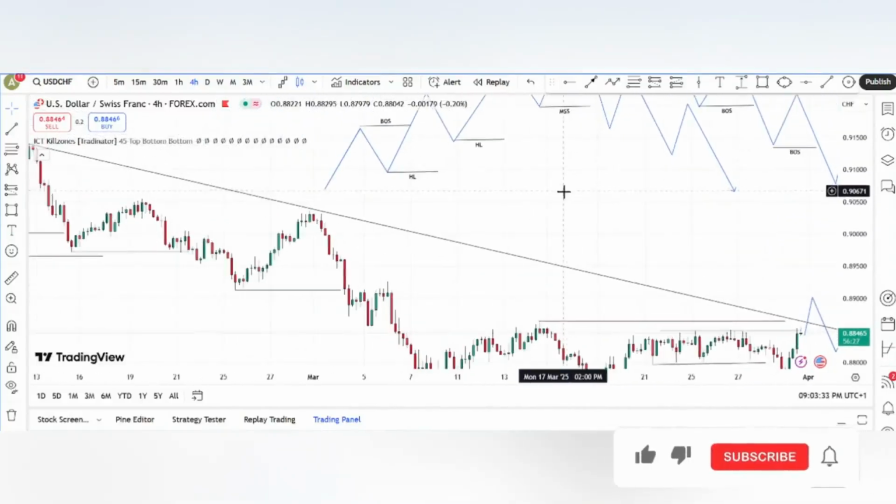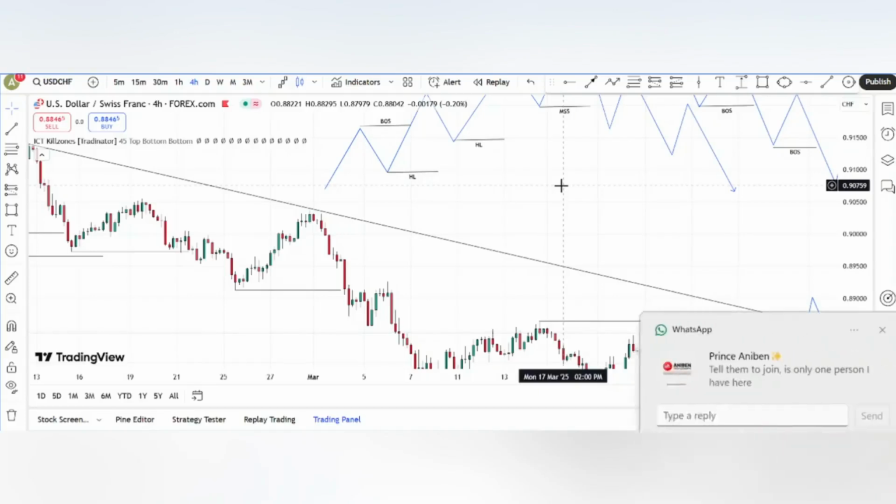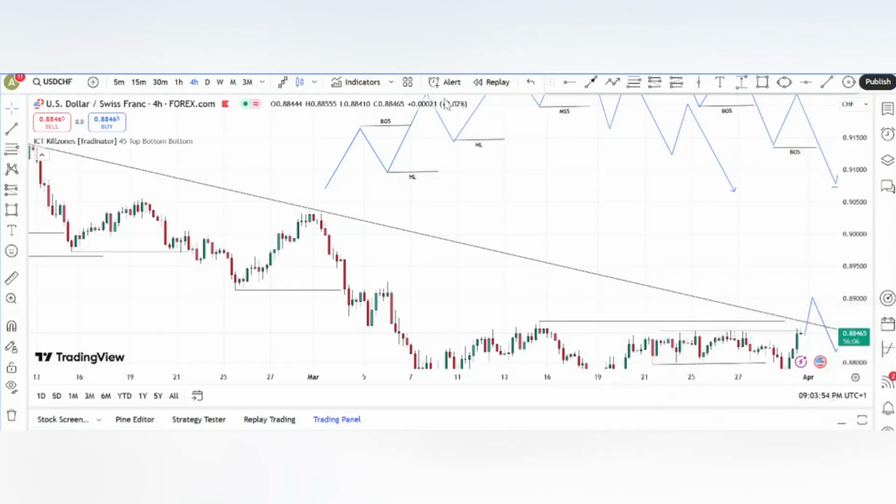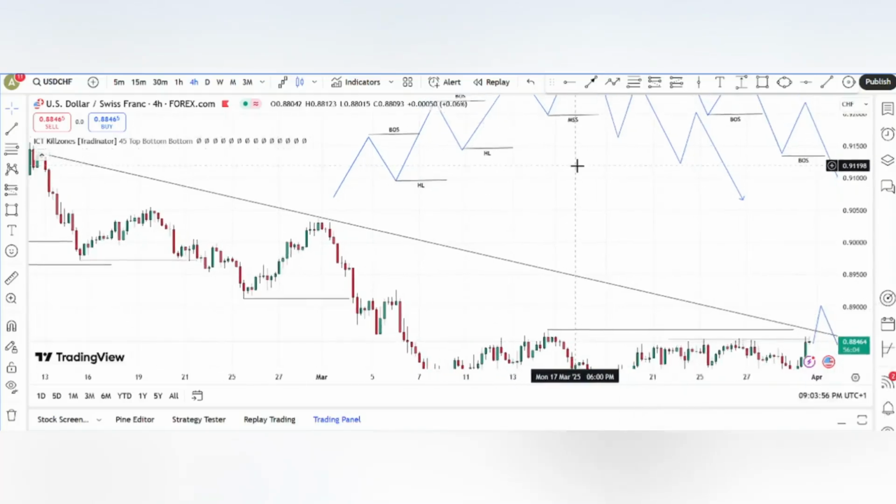Yes, market structure. So what does market structure do for us in the market? Number one, market structure helps give us a clear, defined bias. And number two, it helps us identify momentum. It helps us speculate when there's momentum in the market. So we'll be looking at market structure.